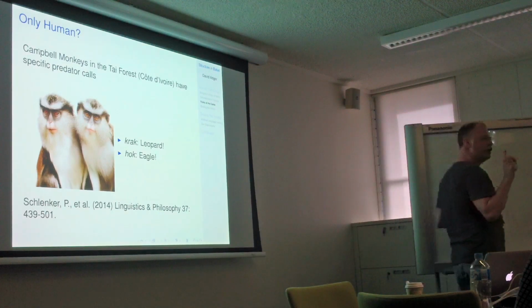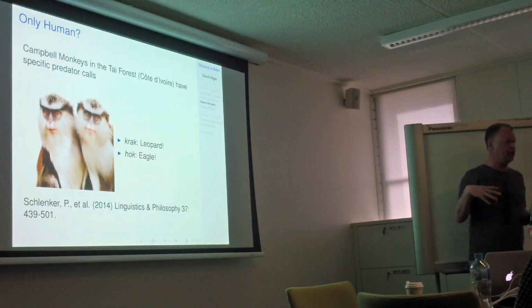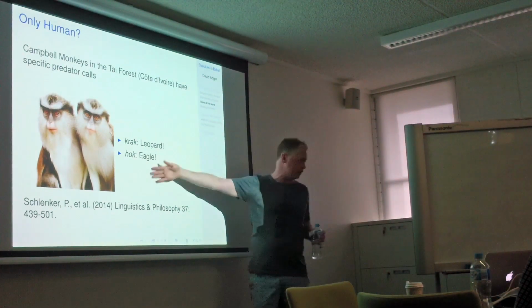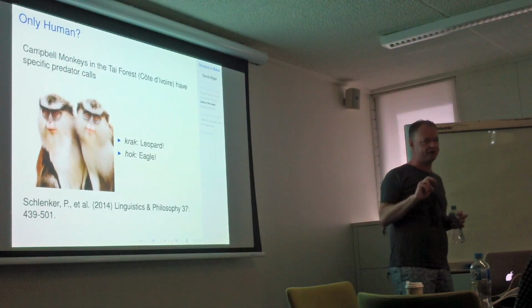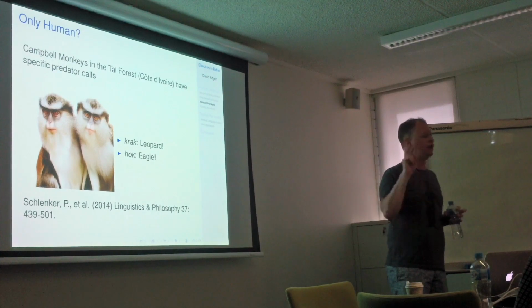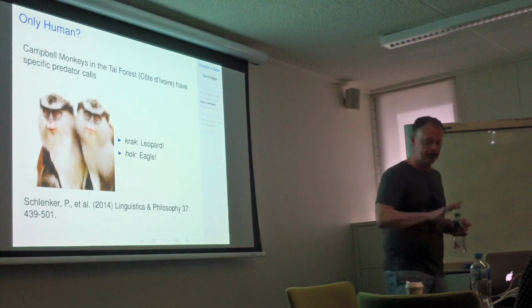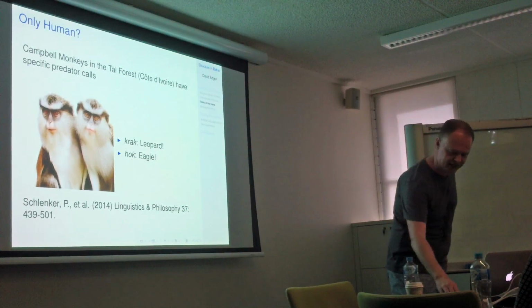Rules, right? So remember, we're talking about whether languages have rules. And remember these Campbell monkeys, with their crack and their hawk type words. Well, it turns out that Campbell monkeys seem to have a rule that correlates particular forms with particular meanings. And it's a rule that appears in the wild. It's not something that people have taught them in any sense.